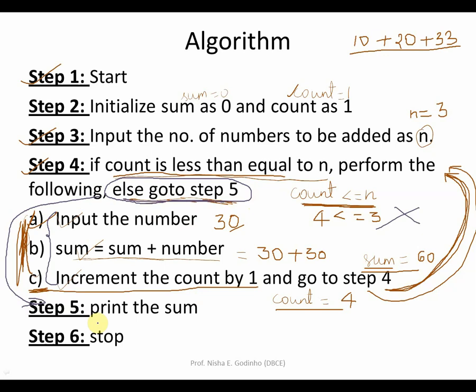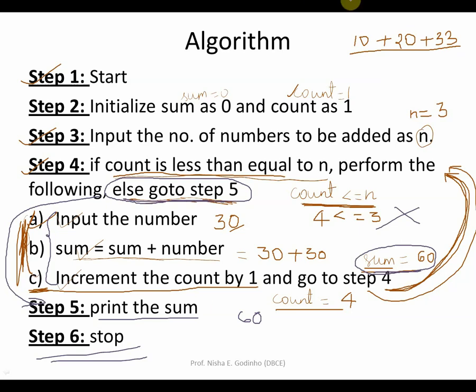What is step 5 doing? Print the sum. Now the sum variable over here you can see is having the final answer, which was 60. So when you print the sum, 60 will get printed. And the last step is stop. This is how the algorithm works for the summation of n numbers. So basically you have to add up n numbers and they can be any different numbers.